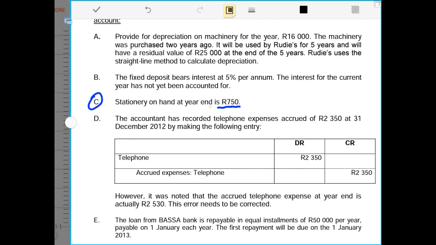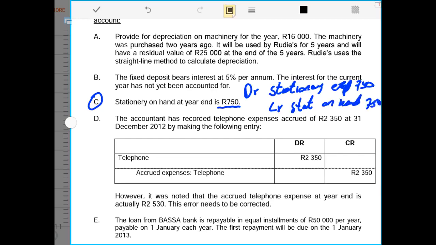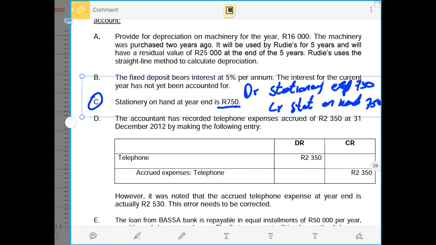So now whenever we are faced with this entry, we just debit our stationery expense. Normally whenever we are required to do a general entry, it will be stationery expense, and that stationery expense will be 750, and we have to credit our stationery on hand, which is an asset, and stationery on hand will be credited by 750 rands.